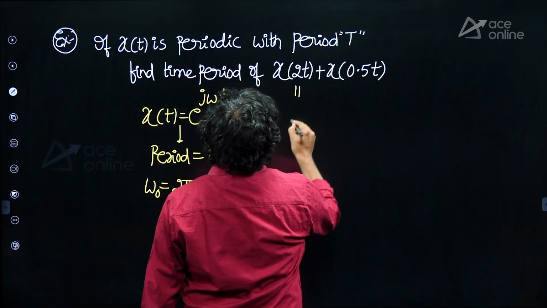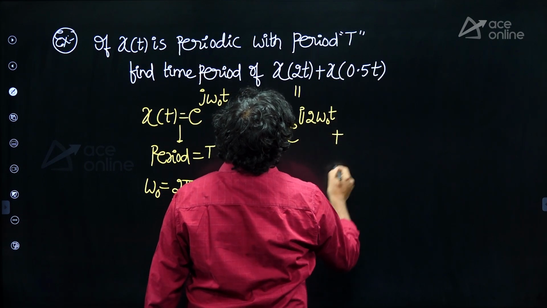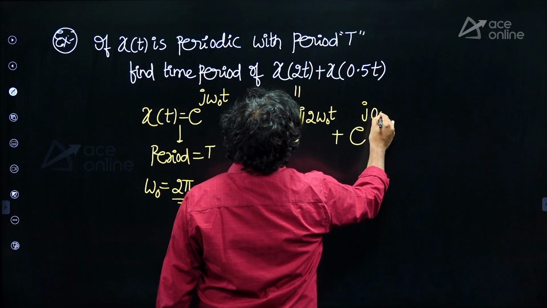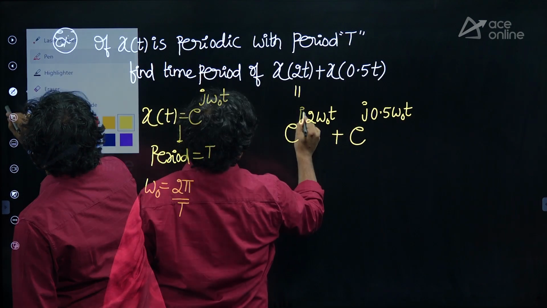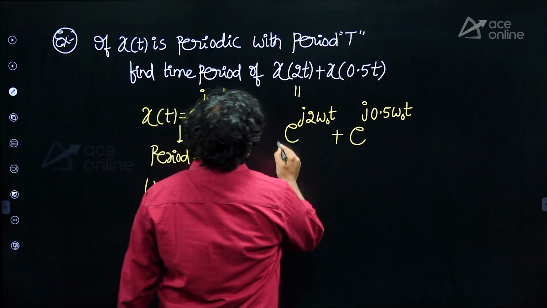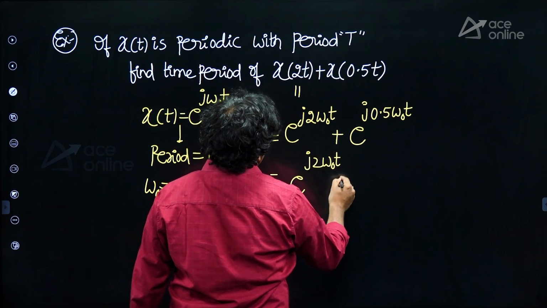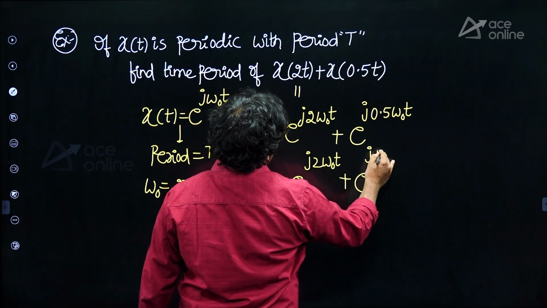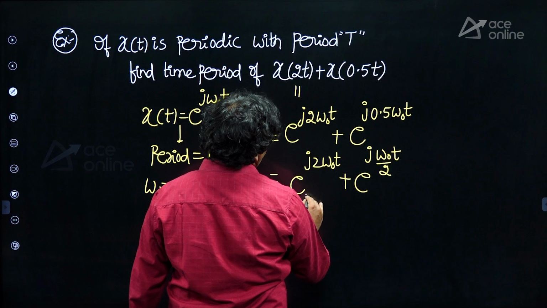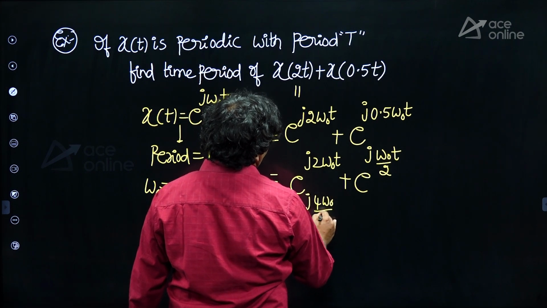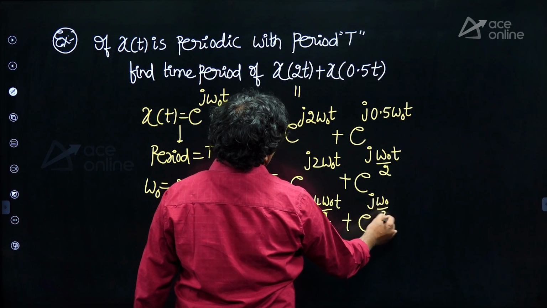So what is the meaning of this one? e power j 2 omega naught t, and e power j 0.5 omega naught t. So further it is like e power j 2 omega naught t one term, e power j omega naught by 2 the other term, as we are using our GCD logic. Here the first can be adjusted as 4 omega naught by 2, and the second e power j omega naught by 2.